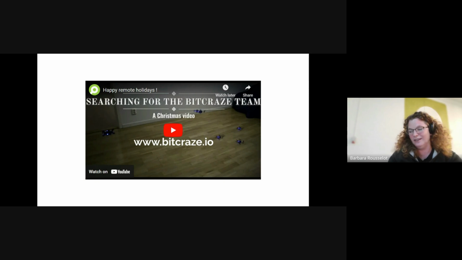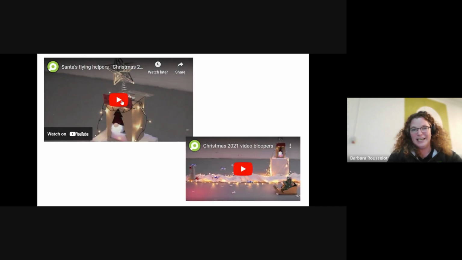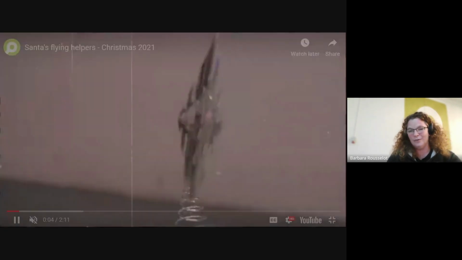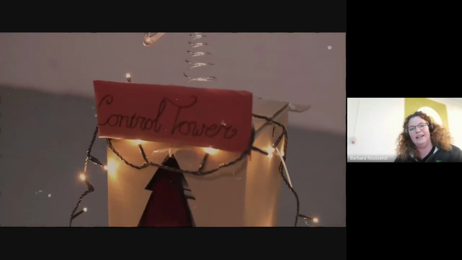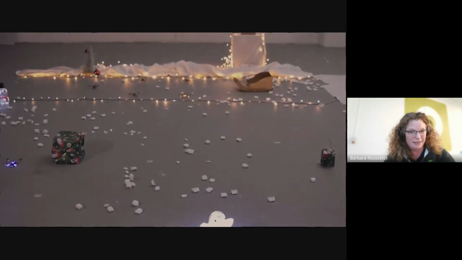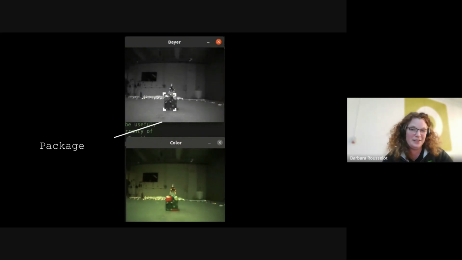I'll move on to the next one, which is Santa's Flying Helpers. This one was really ambitious. It was 2021, and we had the AI deck recognizing presents, and then the Crazyflies carrying packets and presents collaboratively to Santa's sleigh. Rick, you were an intern at that point, and you helped us a lot with that demo. How true is what we see right now?